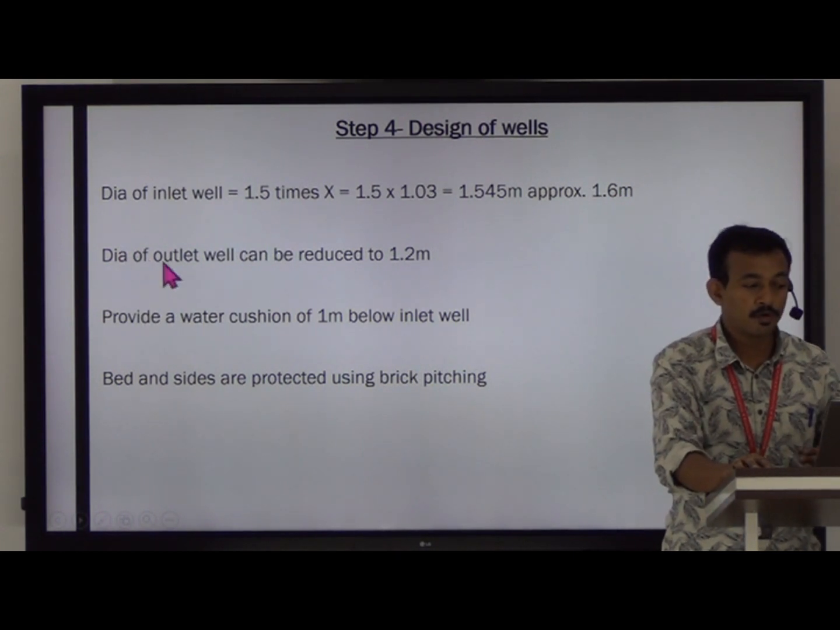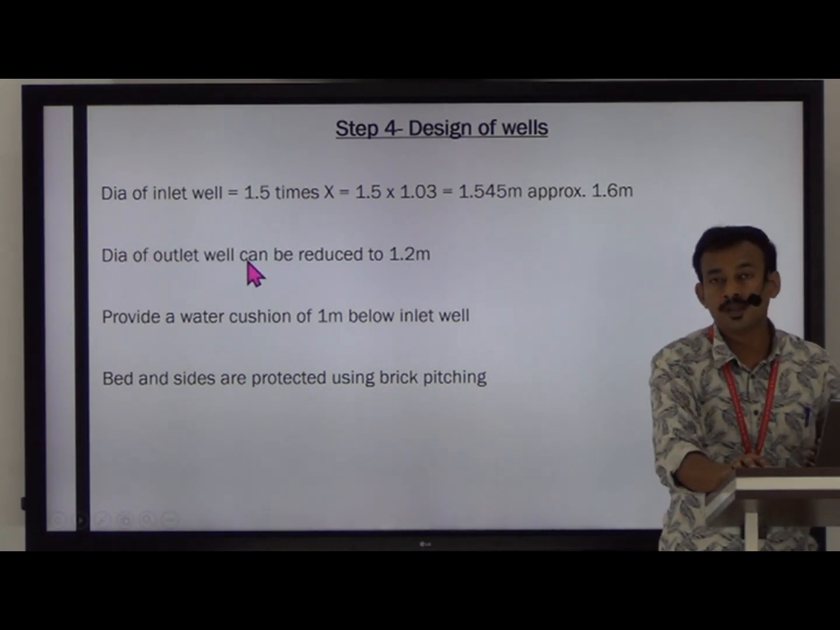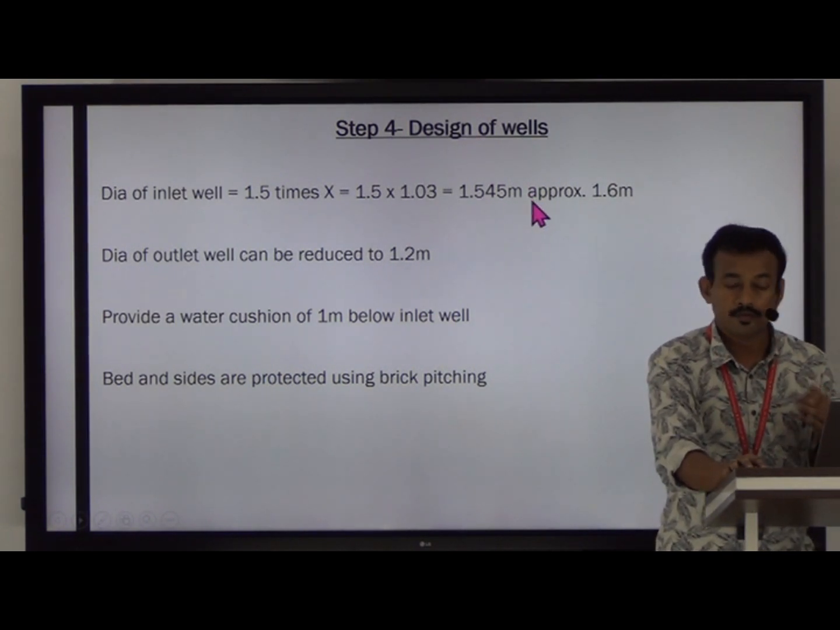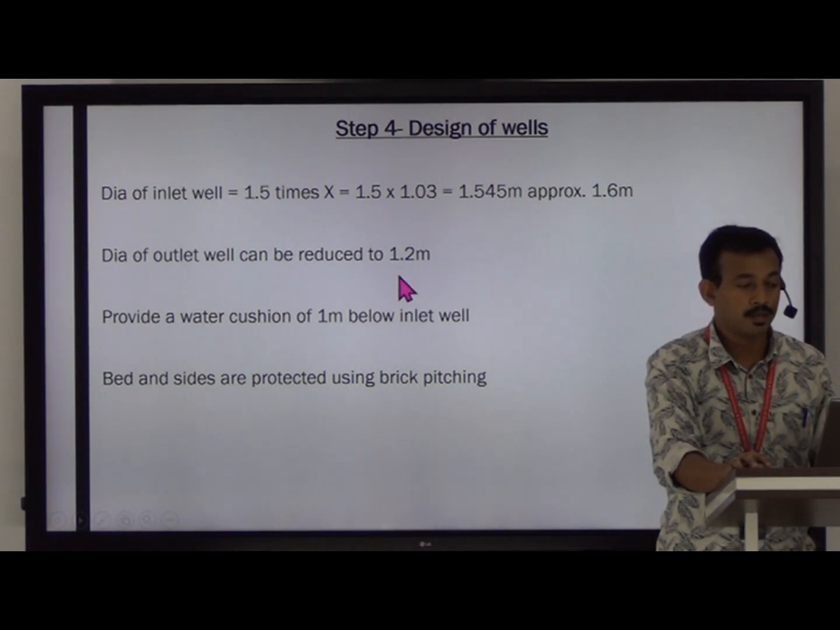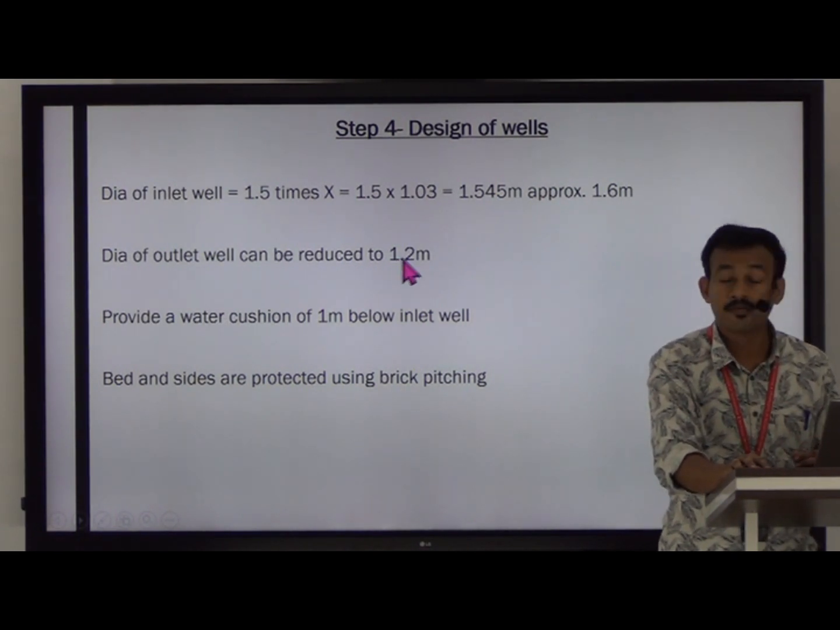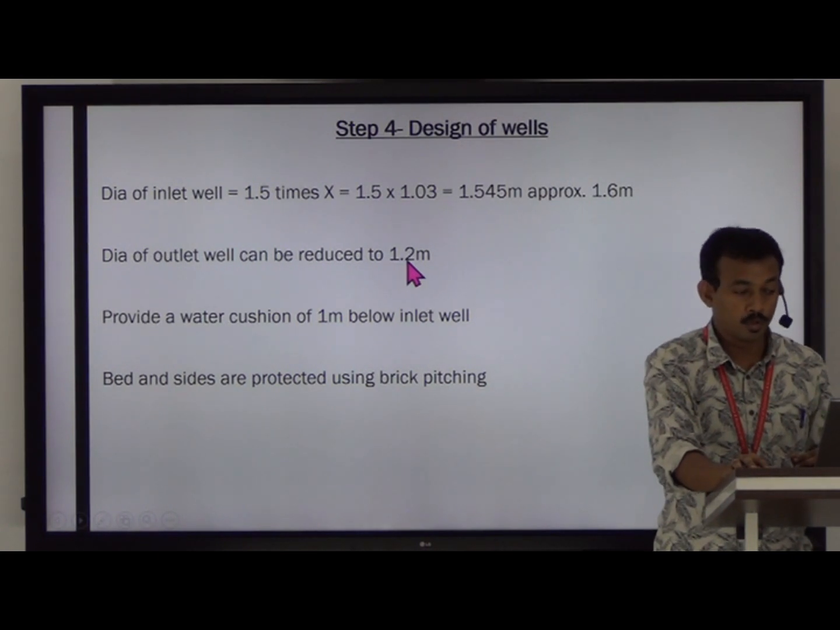Actually, the diameter of the outer well need not be the same. We can reduce the diameter of the outer well, so we are reducing it to 1.2 meter. There is no issue in giving the same diameter of the inlet well to the outer well also, but it need not be that much higher, so we can reduce it a little bit. Now we are fixing the diameter of the outer well to 1.2 meter.